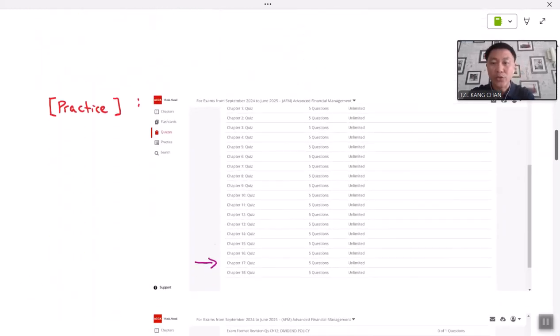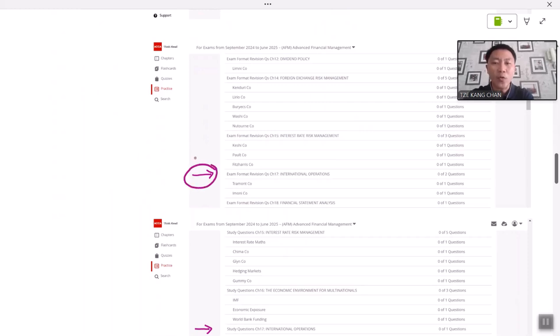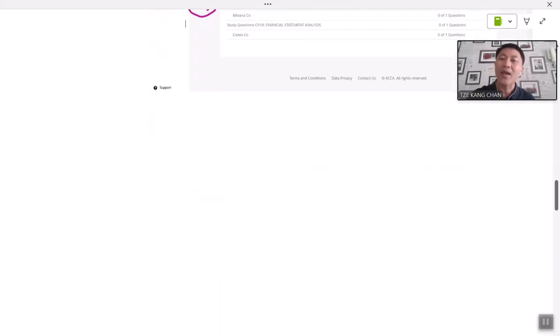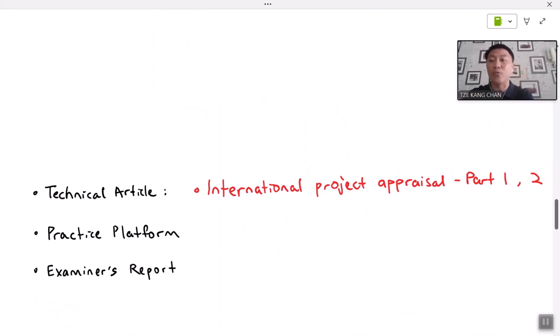For practice purpose, students should take a look at the following questions on the quizzes, exam format revision questions, as well as the study questions pertaining to international operation. These are the exercises that are worth practicing. Last but not least, in terms of additional reading, referring to the technical articles, there are two articles, namely International Project Appraisal Part 1 and 2, that are highly recommended for spending time in getting a better understanding of the content. Let's also not forget about going through a range of past exam questions in the practice platform, and going through comments and suggestions from examiners in the examiner report, which will be worth spending time on.